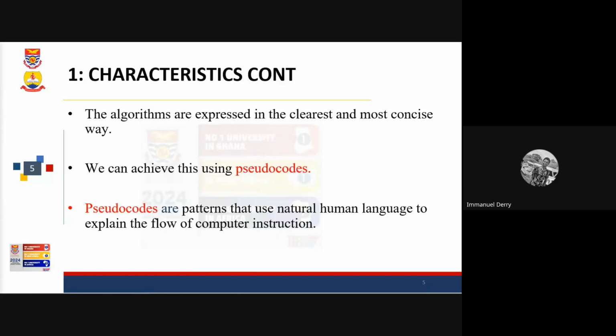And please, if you don't understand anything, just ask me and then I will go over again.